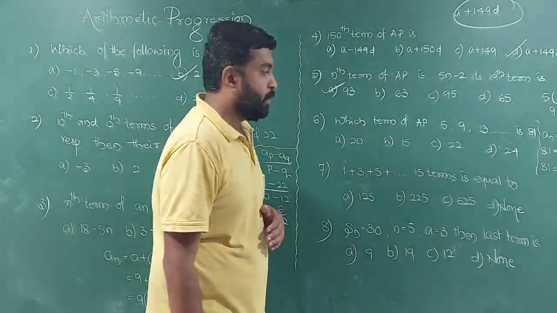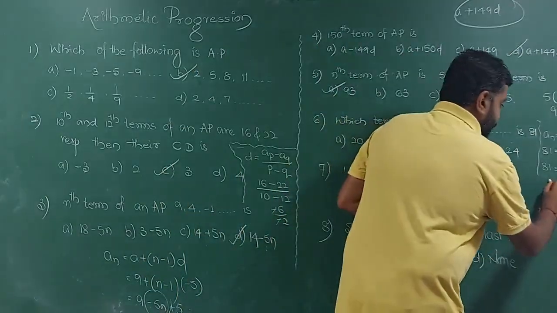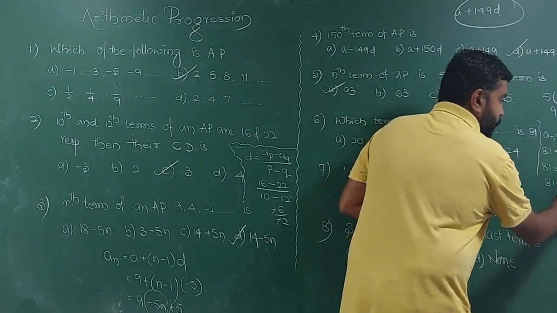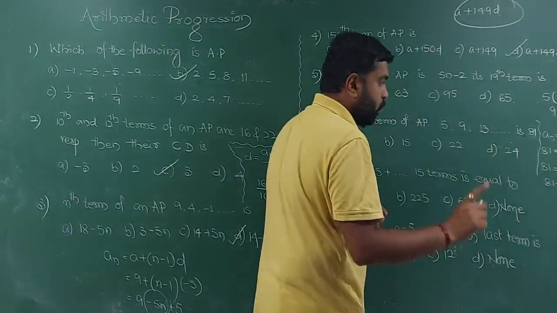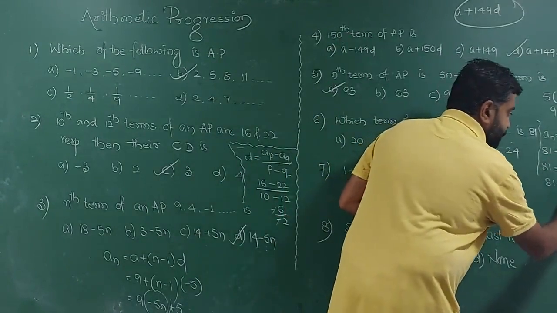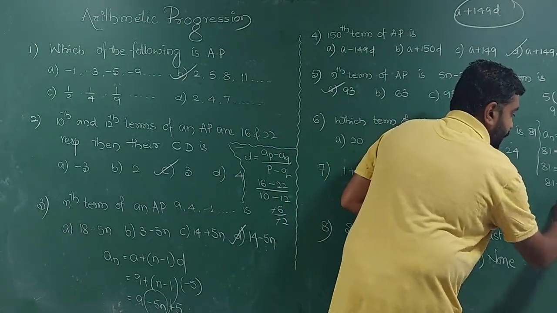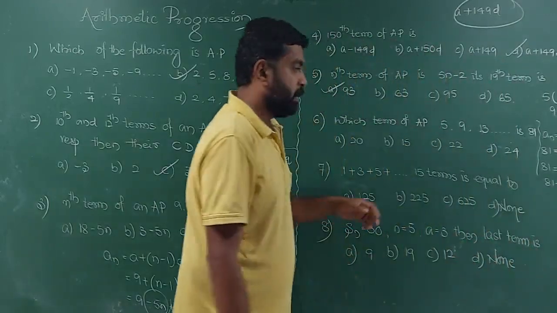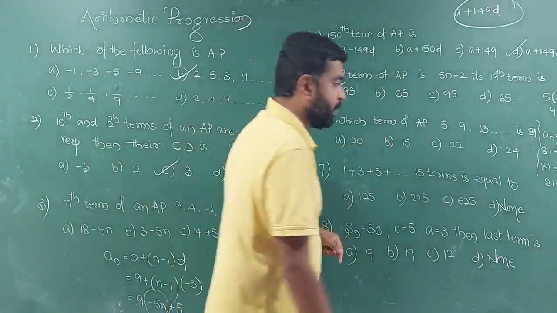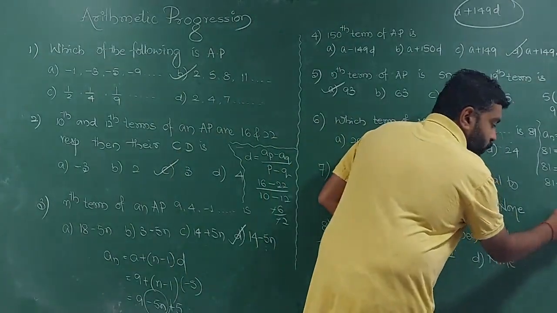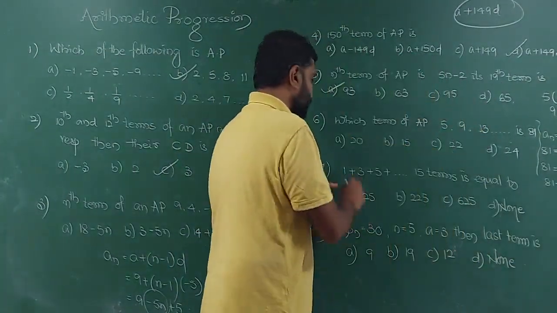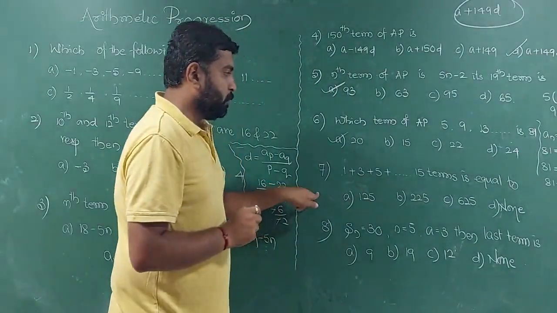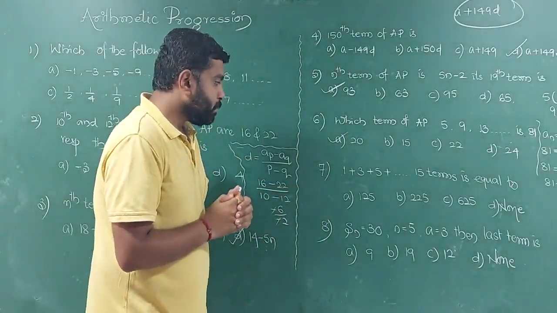So 81 is equal to 5 plus 4n minus 4. Now I need to simplify. So 81 minus this: 5 minus 4 is 1, 1 is shifted. 80 is equal to 4n, which means n is 20. Directly you can shift: 80 by 4 is equal to n, that is 20. First, A is the option. Now we'll move to the next question.